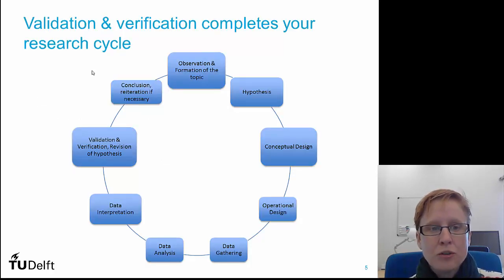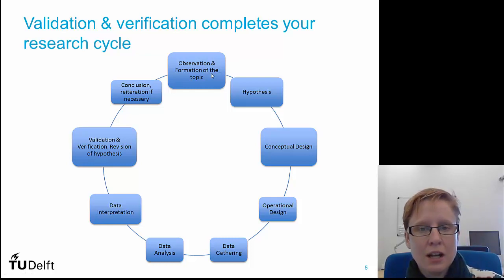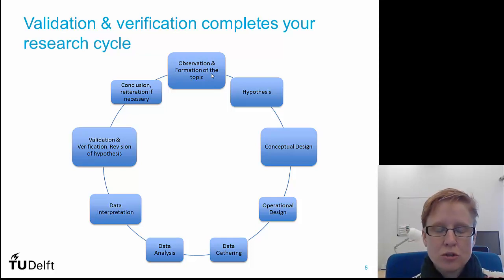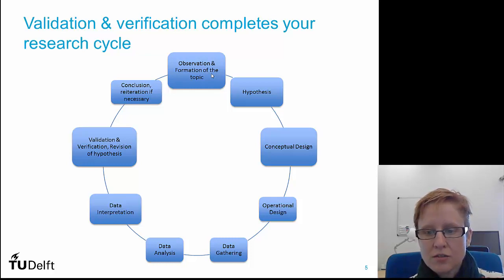So where does it all fit in? Well, basically validation and verification completes your research cycle. If you look at the top, you start here at the observation and formation of the topic, where you start looking in literature, what is already known, which gap is there left, and how much of that gap can I bridge in my research, what are the research questions that go with that, and eventually, of course, your hypothesis, the strongest form of a research question, I would almost argue, in which you've defined your variables and there's a certain question you would like an answer to, ideally a yes or a no, or maybe a little bit more extensive than that.